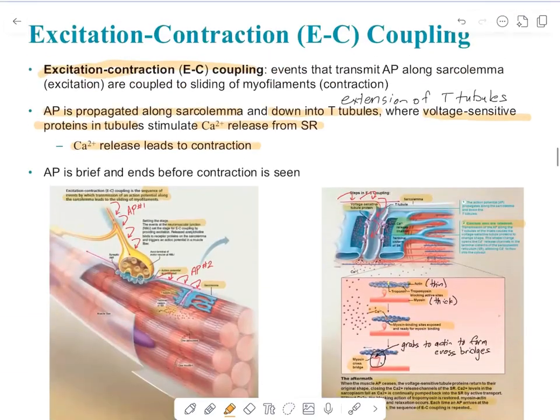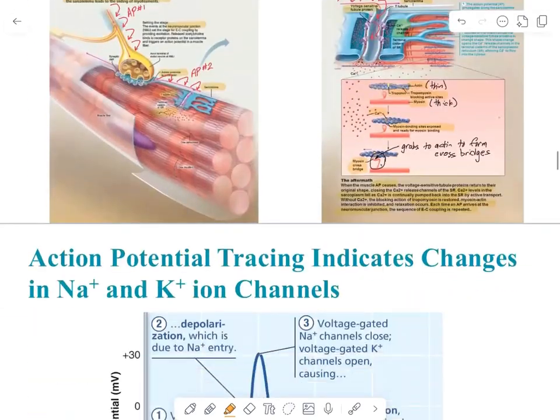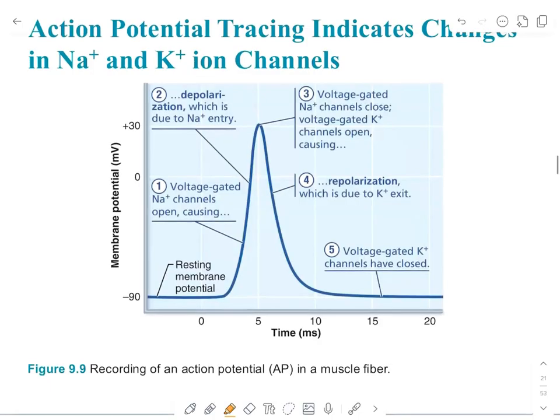So let's take a quick look at the graph for the action potential. An action potential is what we call an all or none signal. And what that means is that all are exactly the same. So they have the same amplitude. So graded potentials, those are different. That's the end plate potential. Not all of them are exactly the same.